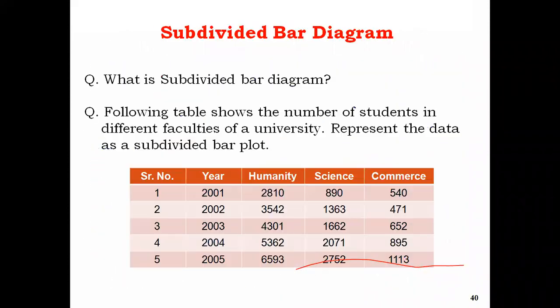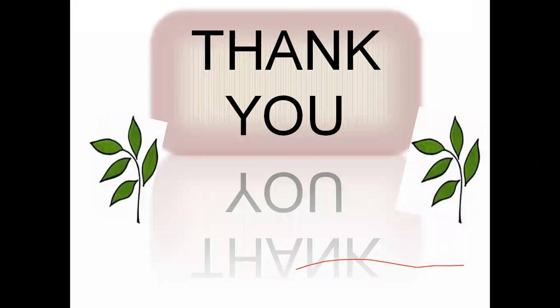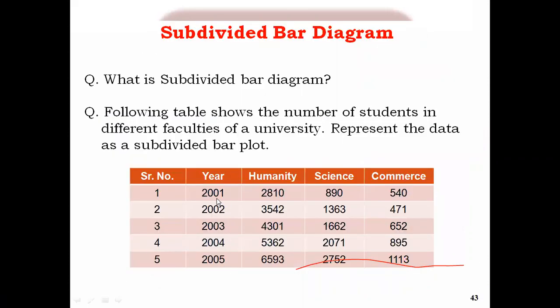Here it is given for 2001 up to 2005. So that means 1, 2, 3, 4, 5, five rectangles will be there in your diagram. For 2001 you divide the rectangle into humanities, science and commerce students. For 2002, again you divide into humanities, science and commerce students. And similarly up to 2005, you draw the graph within one rectangle. You just have to divide this. This is called your subdivided bar diagram.